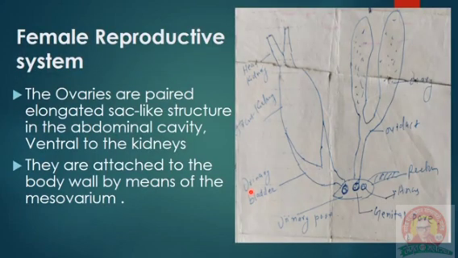Then, as I already told, within sexual dimorphism, male and female is the process. Female reproductive system, the easiest one. On my right hand side, first of all, you can observe the figure.